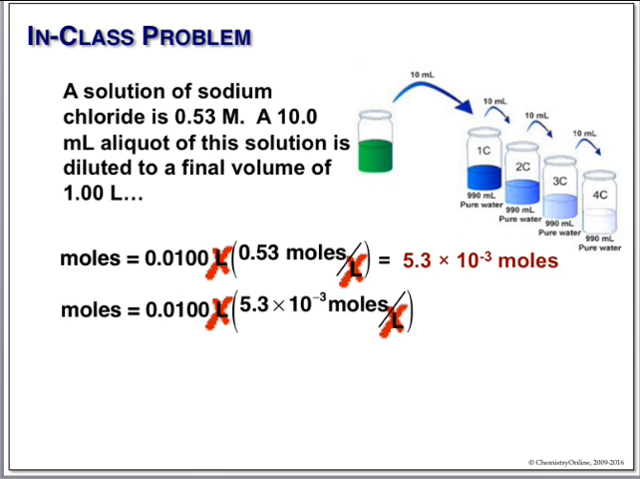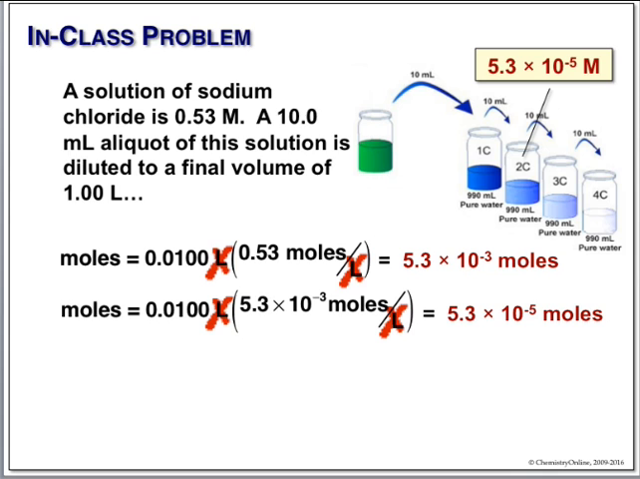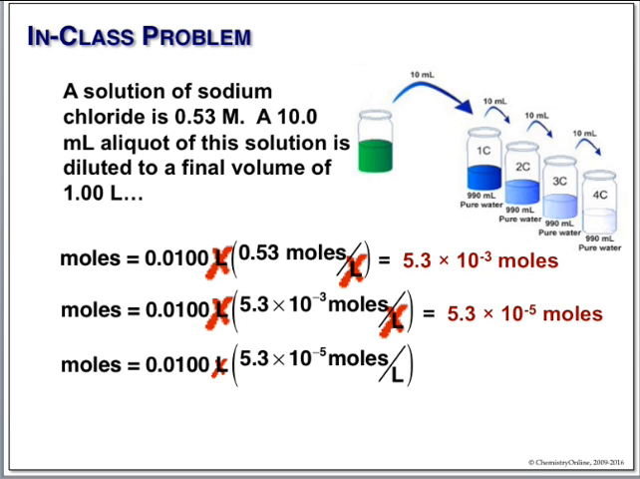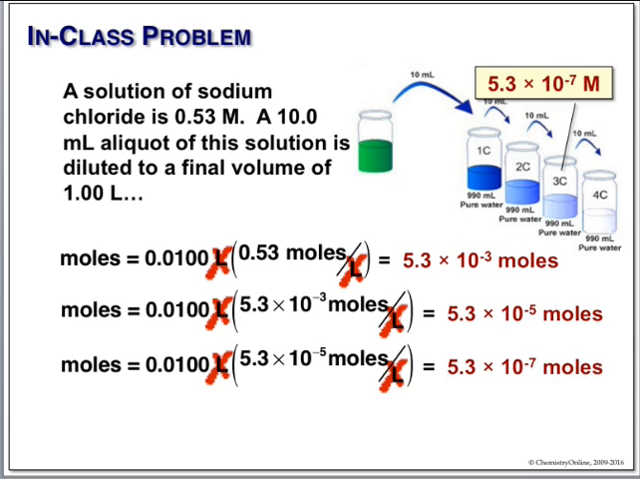10 to the minus 5 moles. So in solution 2 here, we have 5.3 times 10 to the minus 5 per liter, that's our new molarity. Now we can do this again. This will be our new concentration. Plug it in here. Again, 10 mils, 0.01 liters. Liters cancel. And we're at 10 to the minus 7 moles. Total volume of 1 liter here. So this is 10 to the minus 7 molar.